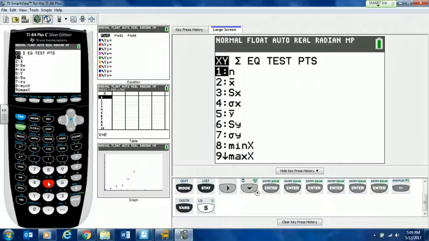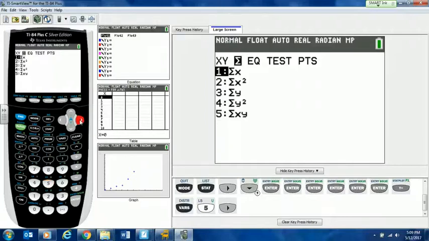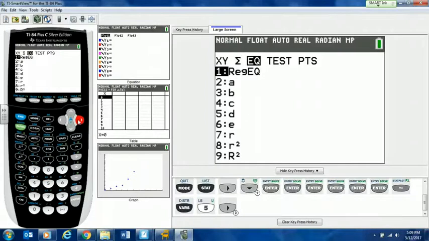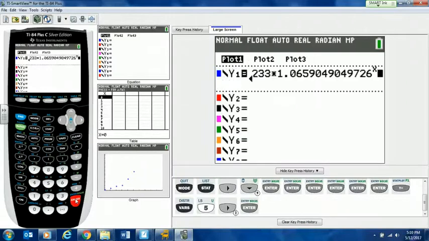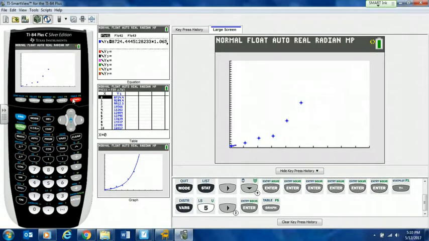From statistics, go over to the right and go over one more time until you're at EQ, and then select one reg equation. Now what this does is it inputs our A and B values directly into that y1 equals. So when it plots it, it's going to be as precise as it possibly can. So now I'm going to go ahead and graph it.